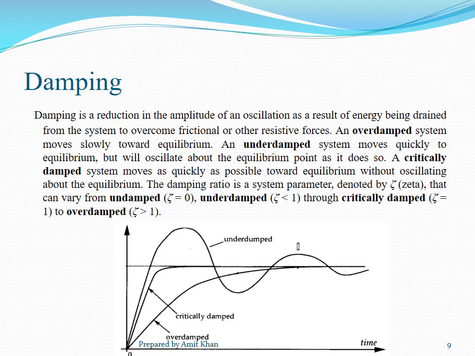We can define this in terms of the damping ratio, that is called zeta. If damping ratio zeta equals 0, the system is called an undamped system. If damping ratio zeta is less than 1, the system is called underdamped. When damping ratio zeta equals 1, the system is called critically damped, and when damping ratio zeta is greater than 1, the system is called overdamped.